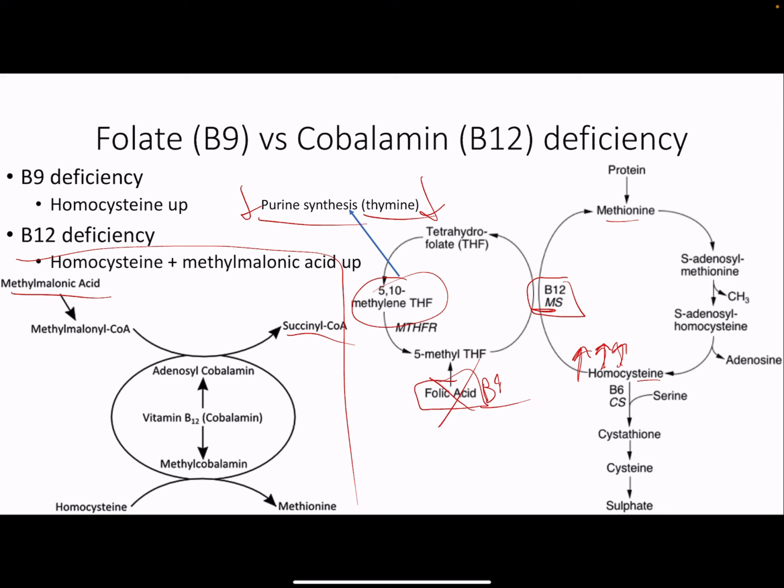On the other hand, if I have a B12 deficiency over here, it's the same thing. My homocysteine levels are going to go up because I cannot convert it into methionine. But B12 we're seeing also has a role over here. We cannot generate succinyl-CoA, which means the methylmalonic levels will go up. So for B12 deficiency, you are going to have both homocysteine and methylmalonic acid build up. So it's an important way that they might differentiate the two.